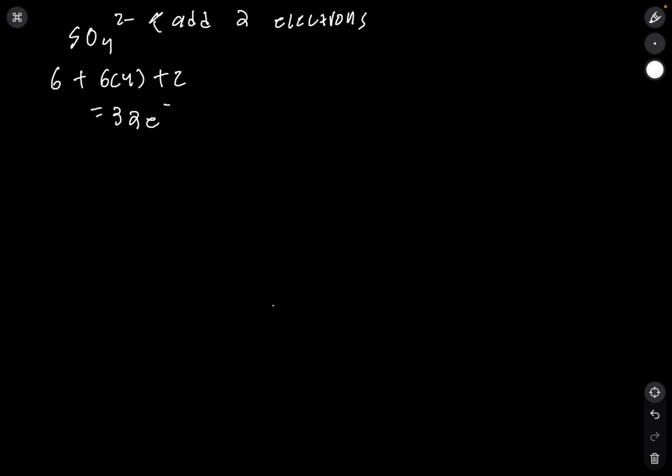So from here, we do the same thing. We have S as our middleman, O, O, O, and O. We fill in the octet.